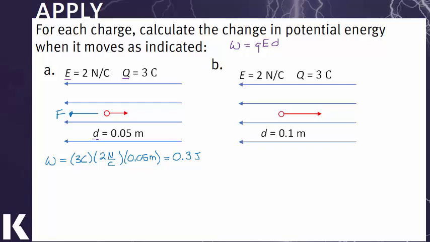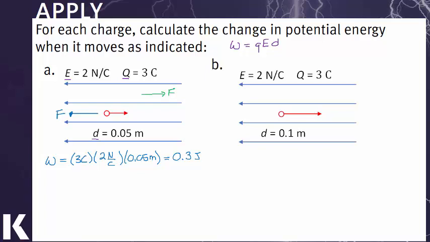Now notice that if we were dealing with a negative charge, if this was a negative 3 coulombs, our force would be pointing to the right. So we would have a force parallel to the direction of motion, and that would give us a decrease in the potential energy. Now let's look at part B.